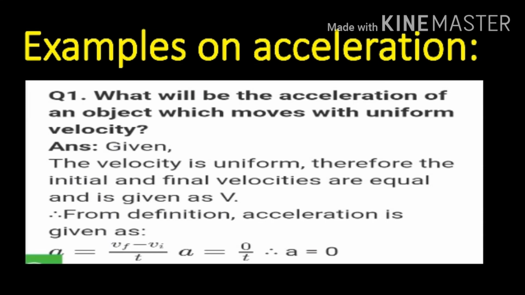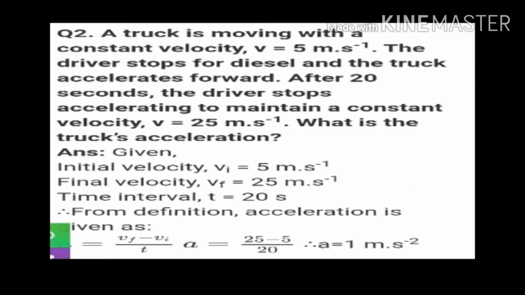Now move to the second one. A truck is moving with a constant velocity, V is equal to 5 meter per second. The driver stops for diesel and the truck accelerates forward. After 20 seconds, the driver stops accelerating to maintain a constant velocity, V is equal to 25 meter per second. So what is the truck's acceleration?